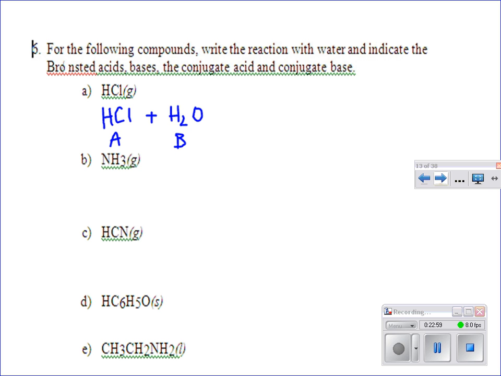HCl, strong or weak? Strong. So what does that tell you about my arrow? 1 arrow. So if the acid is the proton donor, what are my 2 products? Cl minus and H3O plus. Cl minus would be your conjugate base, and H3O plus your conjugate acid. Yay. Ammonia.